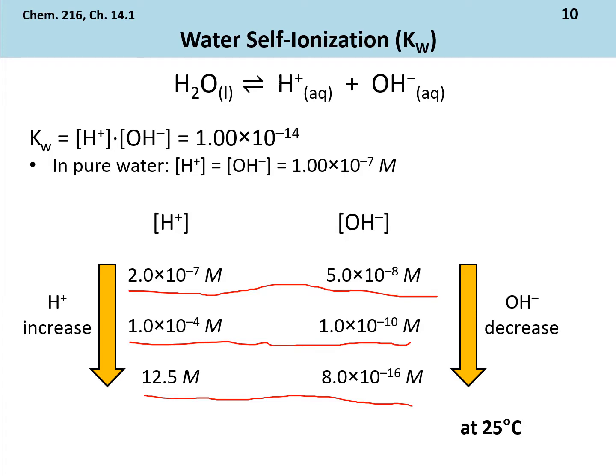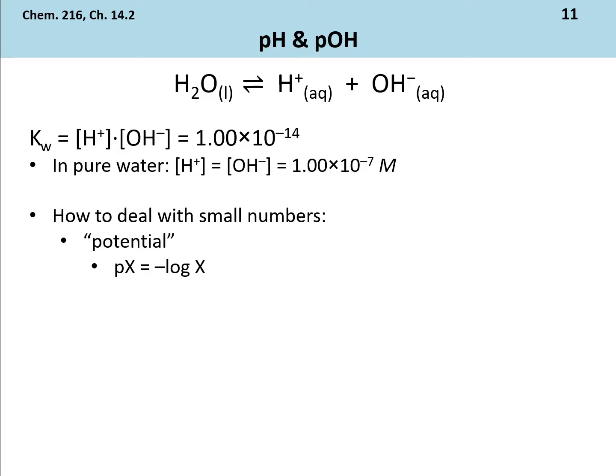Now, notice all these numbers. Usually we don't have H plus concentrations this big. This would be an acid that you put on your finger and have to wash off instantly. Usually we're dealing with very small numbers. So how do we deal with this? We deal with something called potential, which we label as P. So Px, the potential of any compound X, is equal to negative log of X.